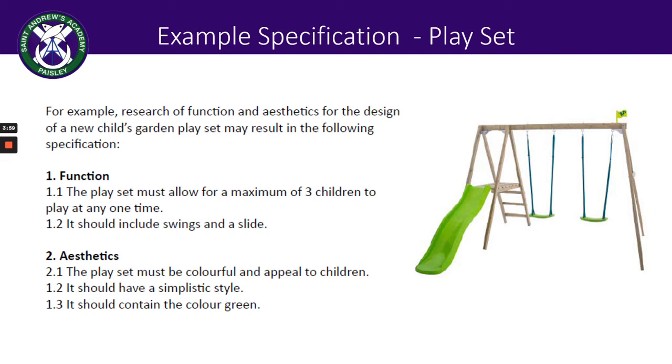So this is an example for a children's garden play set, and you can see how the points are laid out. It's been broken down into function, the main thing that the play set should do, and then aesthetics, which is about how the play set is going to look. So it must allow for a maximum of 3 children to play at one time, and it must include a slide. So notice the use of these words must and should. Under aesthetics, we've got 3 points, so it must be colourful, it should have a simplistic style, and it should contain the colour green. So really concise, to the point statements.